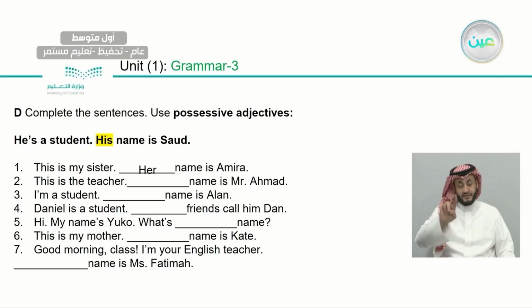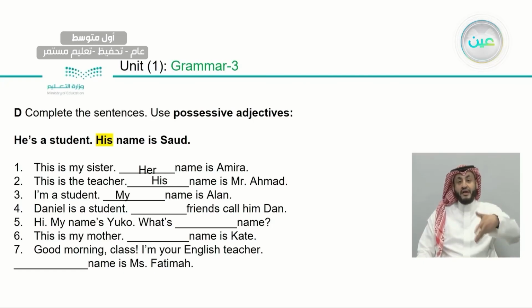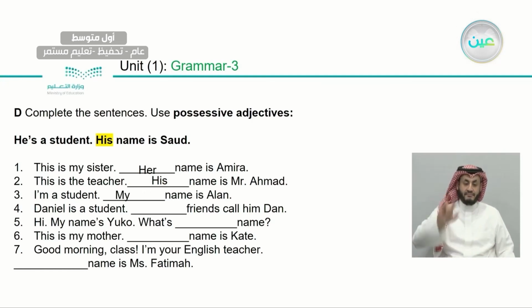This is the teacher, space, name is Mr. Ahmed, sorry. So I'm talking about a guy. What's the possessive adjective I'm using here? For a boy, his name is Mr. Hamid. And this is how to know which person I'm talking about. I'm a student, space, name is Alan. My name is Alan. Then Daniel is a student, space, friends, call him Dan. His friends, okay? Because I'm talking about Daniel.